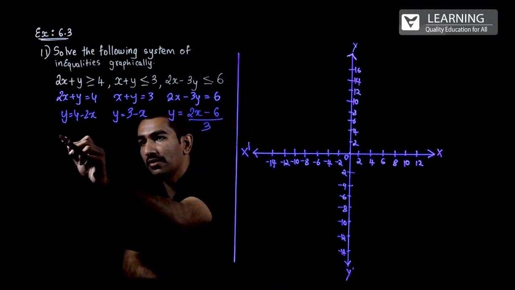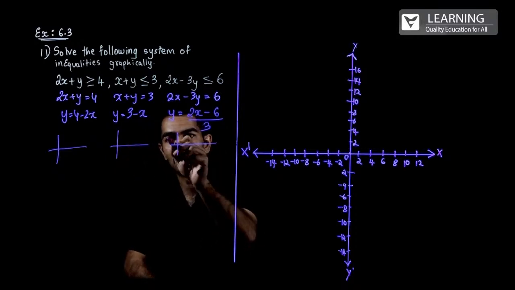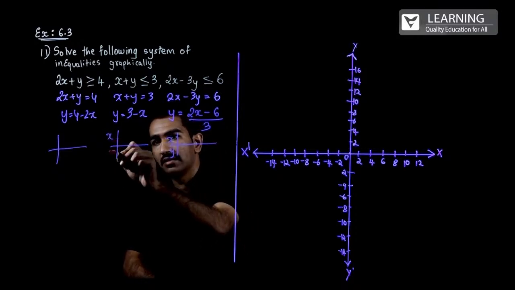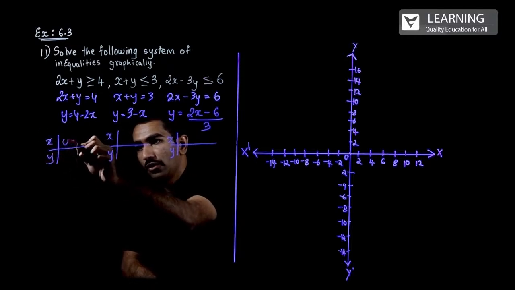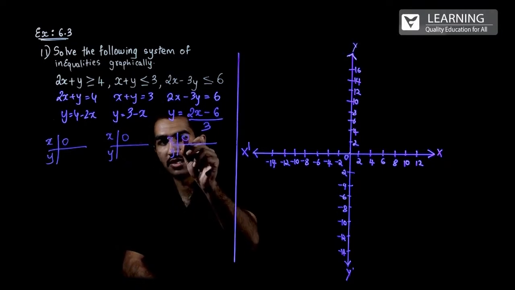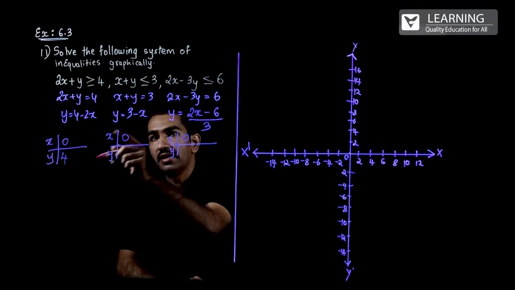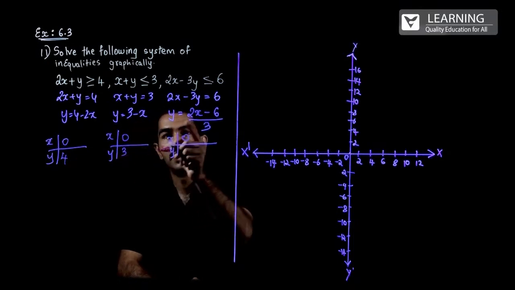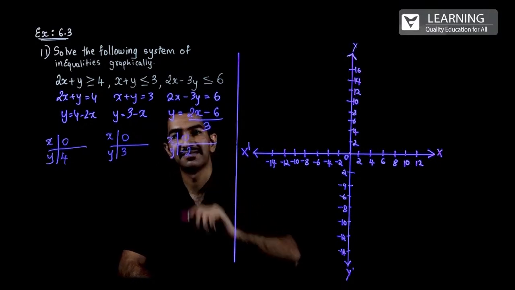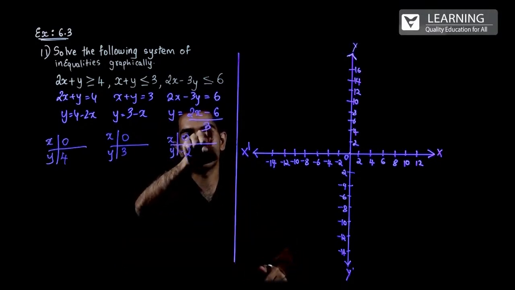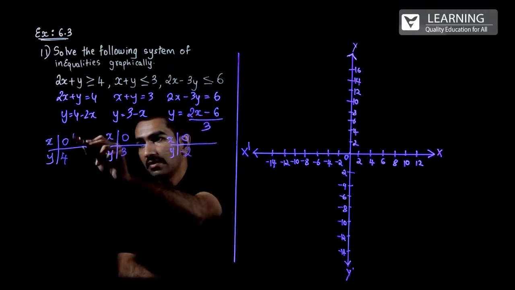After this, what we have to do? Draw the table for each one of them, like this, and like this. So write x, y, and x, y. Initially, what you have to do? Put x is equal to 0 in each. Find out the value of y. If x is equal to 0, y is equal to 4 here. If x is equal to 0, y is equal to 3. And if x is equal to 0, y will be equal to minus 2. Understanding? So if this is 0, minus 6 by 3, right? 3 twos are 6, so it will become minus 2. Next step, what we have to do?